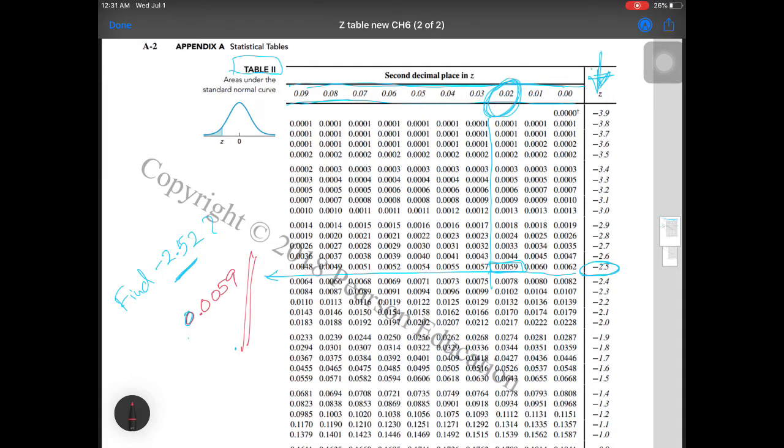Here you can see they have given a picture in the left corner. Can you see what they have colored here? From the left-hand side to this Z they have colored. That's how they measure these values: everything is measured from the left-hand side to some point.